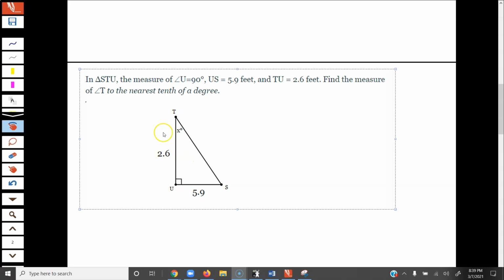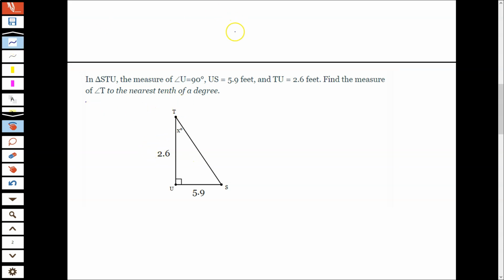Okay, here we have triangle STU again. And we want the measure of t. T is up here, to the nearest tenth of a degree. So take a second again, think SOHCAHTOA, and figure out which trig ratio we're going to use. You should have said tangent, because we have opposite and adjacent, but no hypotenuse. So the opposite side is 5.9 over the adjacent side is 2.6, and then I'm going to take the tangent inverse of both sides.